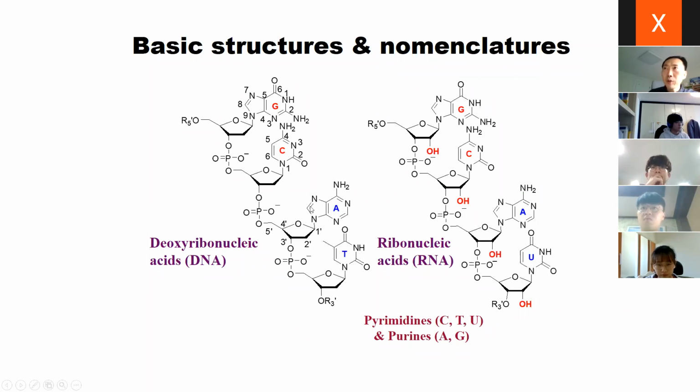Now, the two fused ring structures, A and G, we call purines. This is adenine and this is guanine. This is purine. And the one 6-membered ring is a pyrimidine. Now one more methylation can happen to this C, and the site is very similar to this one. So this site is methylated. Watson and Crick base pairing happens on this side.